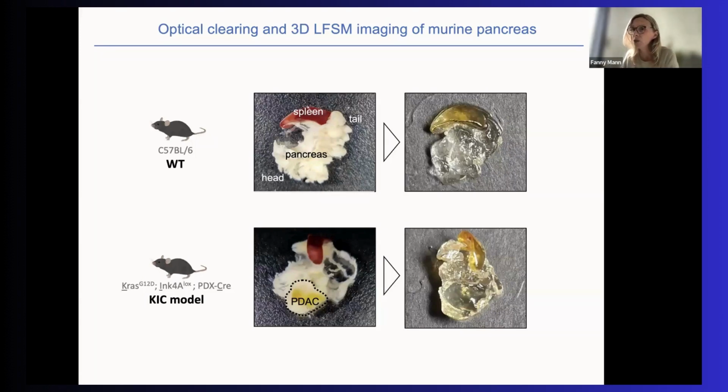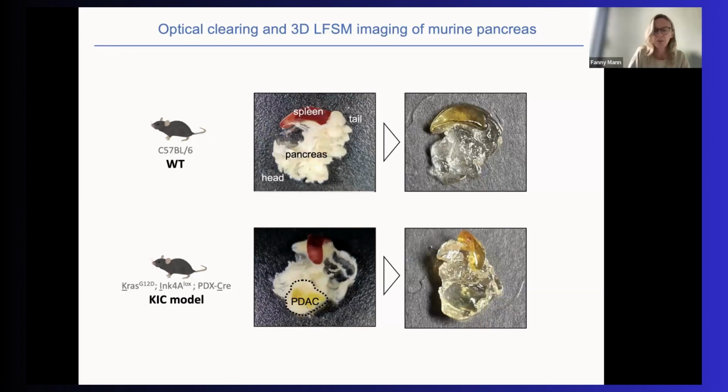And this is important because these 2 regions of the pancreas are not innervated the same way. And we have cleared pancreas from either wild-type mouse or transgenic mouse models that spontaneously develop pancreatic adenocarcinoma. So in the lab, we have studied 2 oncogenic KRAS-based transgenic mouse models, the KIC and the KPC mouse models. And we have observed the same neuroplastic changes in the 2 models.